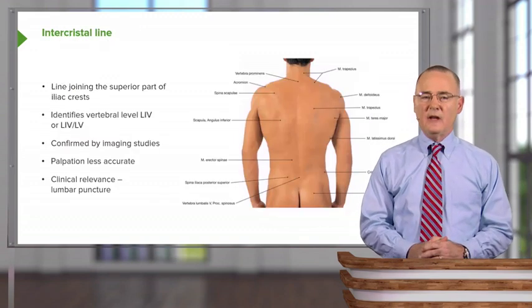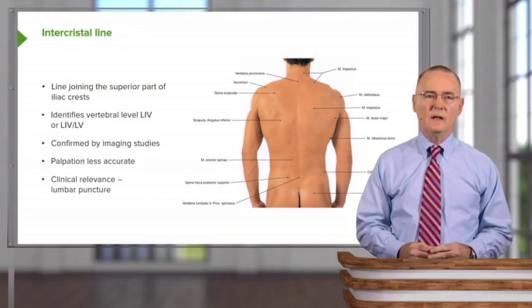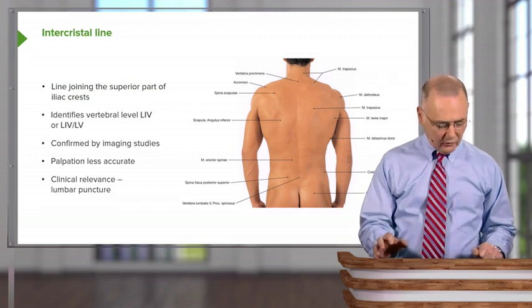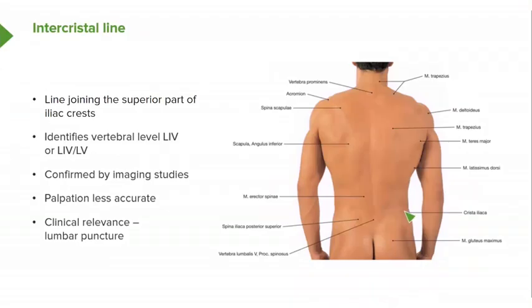Here we want to understand the topography as it relates to the intercristal line. The intercristal line will be a line that spans from the superior aspect of one iliac crest that we see here to the right, run a line from this superior point over to the opposite superiormost point of the iliac crest.